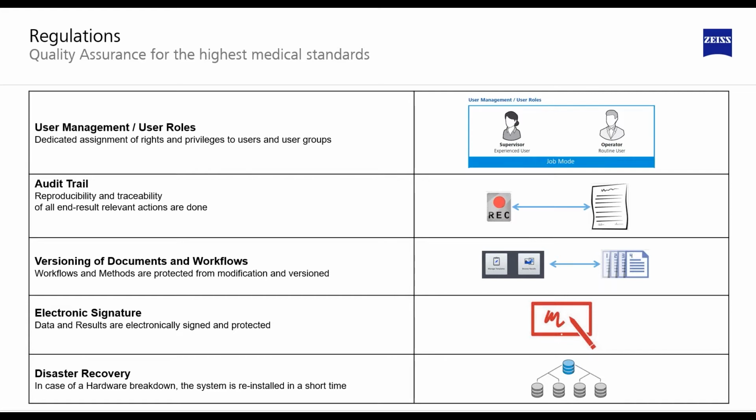There you need a clear structure and versioning, to know which document, measuring plan, test plan, or inspection plan is the current and leading one. Then electronic signature: the results you have produced, for example on the result protocol, are electronically signed, protected, and someone vouches for them with his name. The last point here on the slide is the disaster recovery. There, in case of a hardware breakdown, the system must be reinstalled in a short time.